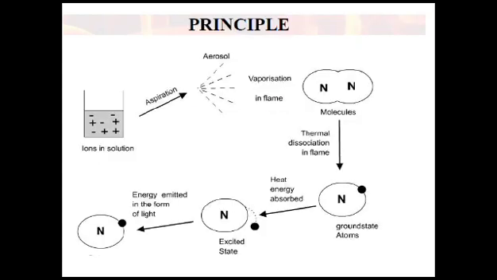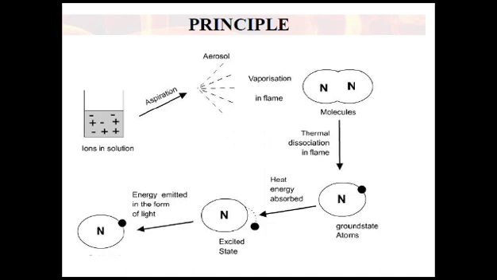This is the principle of flame emission spectroscopy. The ions present in the solution are aspirated, or converted into aerosol form by using a nebulizer. Then the aerosols are vaporized in the flame, so they generate molecules. Then after providing the heat or thermal energy, thermal dissociation occurs in the flame, so there is formation of ground state atoms.